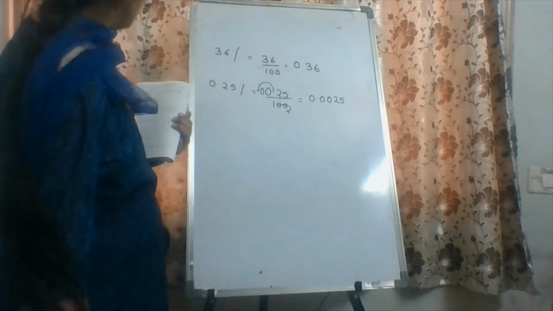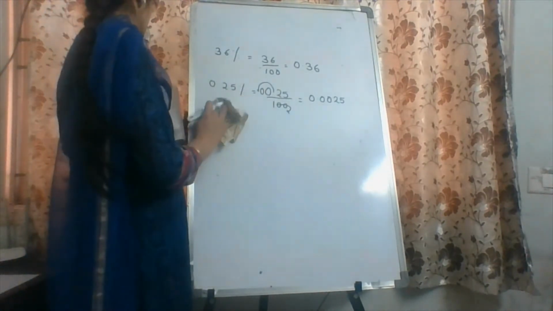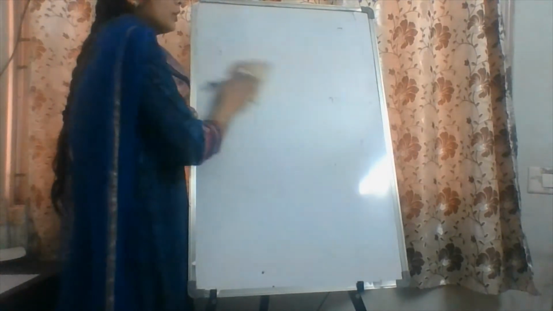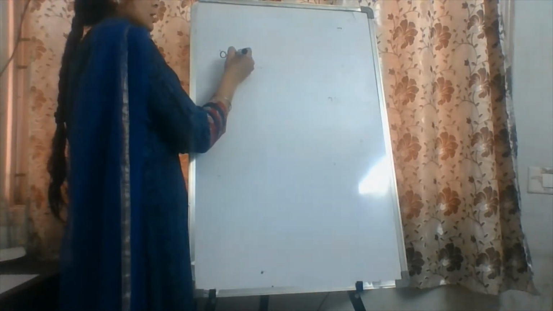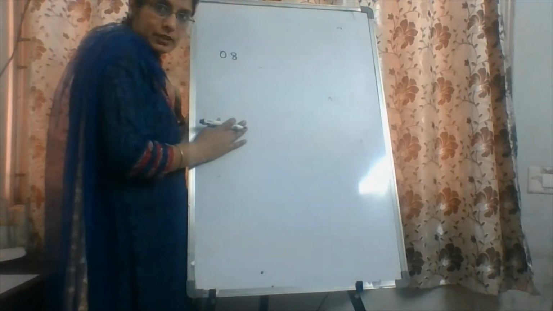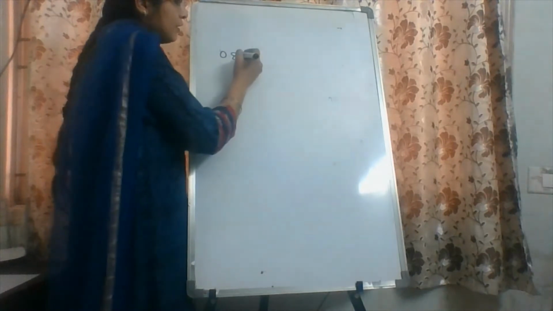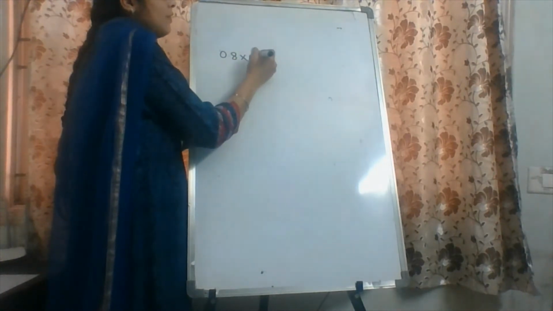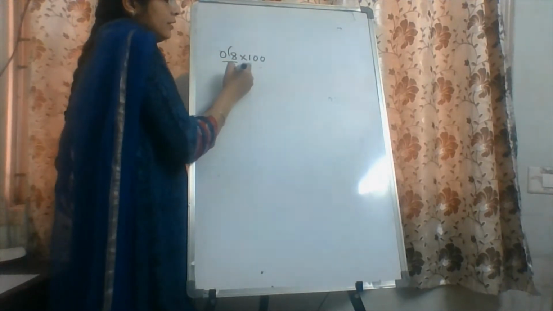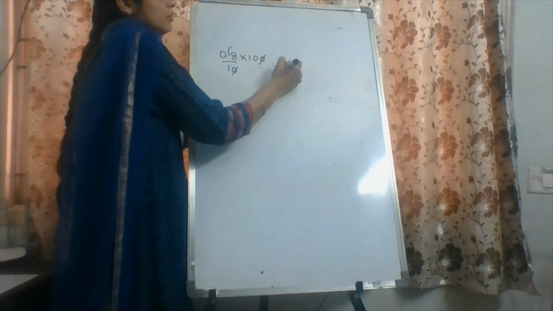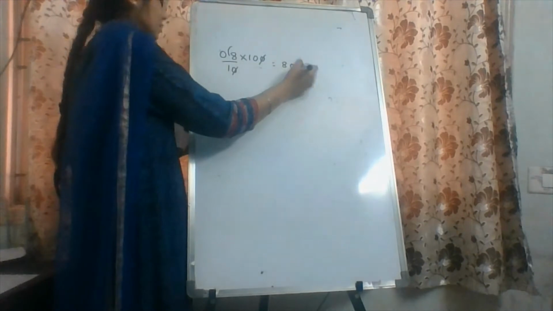Now, convert each of the decimals into percentage. Now you are given a decimal, you have to convert it into percentage. 0.8. To convert it into percentage, I should multiply it by 100. So what do I get? If I multiply it by 100, first I remove this decimal, I get 10 here. This gets cancelled. This is equal to 80%.